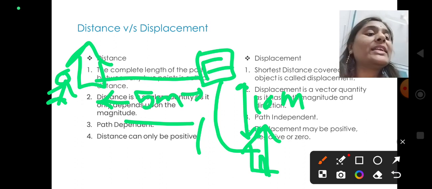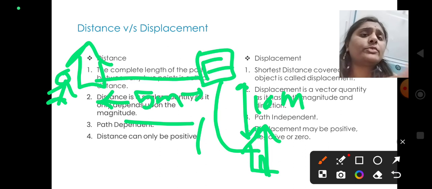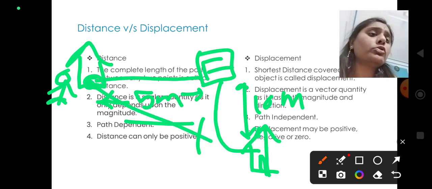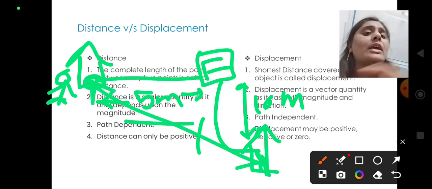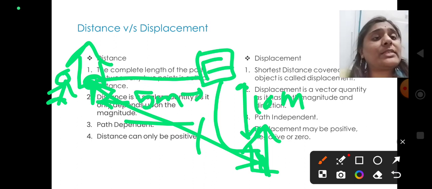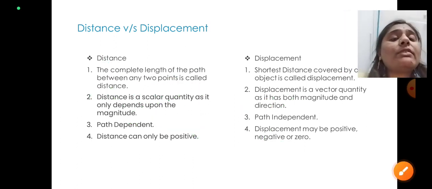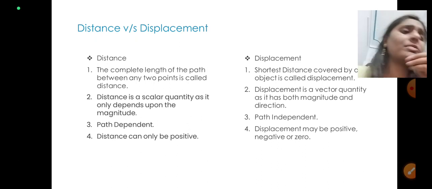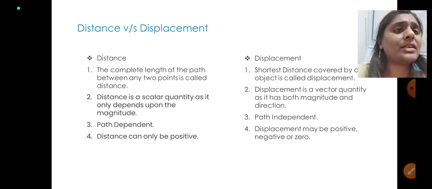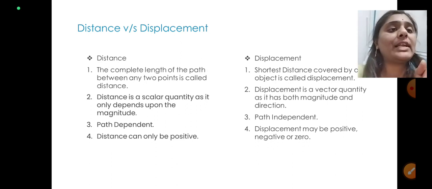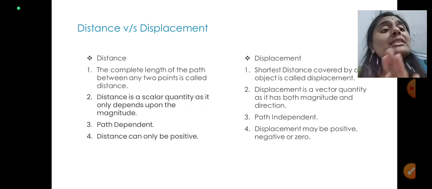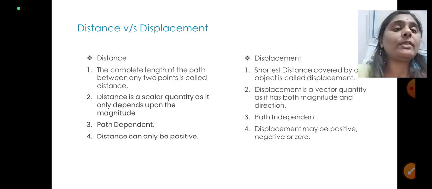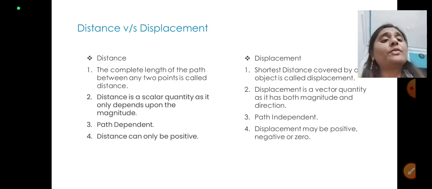And what is meant by displacement? Displacement is nothing but what? Shortest path covered by the object. Means from his home to school, whatever will be the distance, that is nothing but what? Displacement. Whenever we discuss displacement, we must remember the shortest path, whether we are covering that or not covering that doesn't matter, but whatever will be the shortest path covered by the object is called the displacement. And distance may be different, displacement may be different. There are different examples for this also.